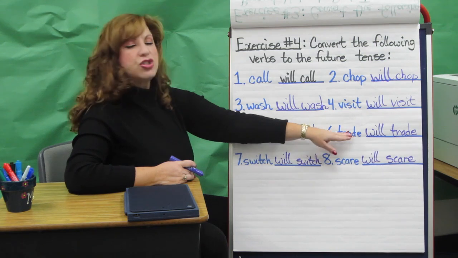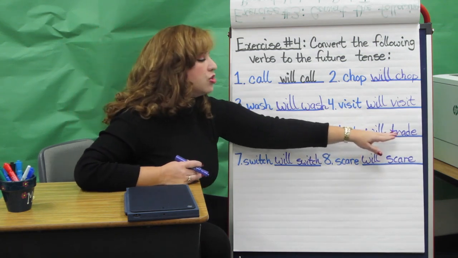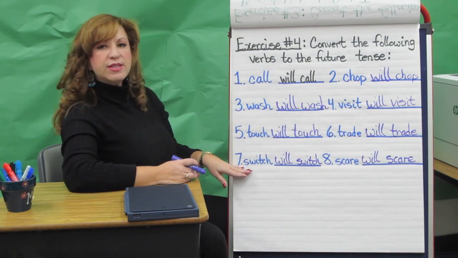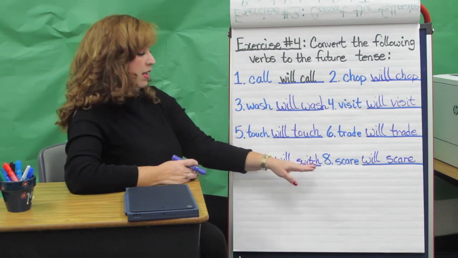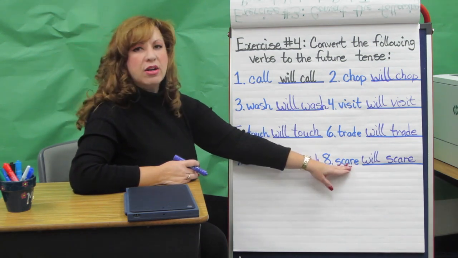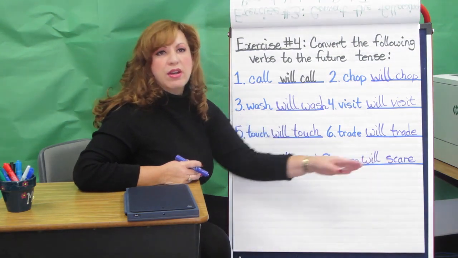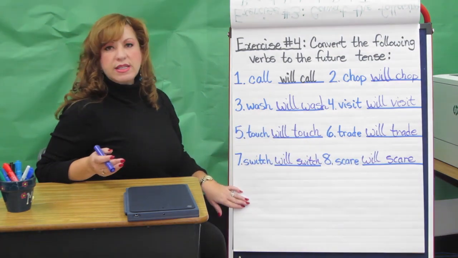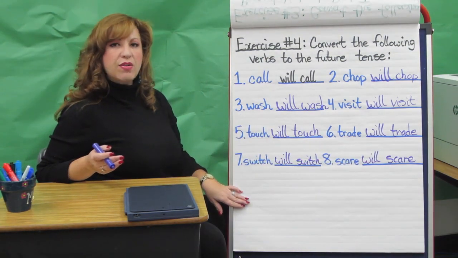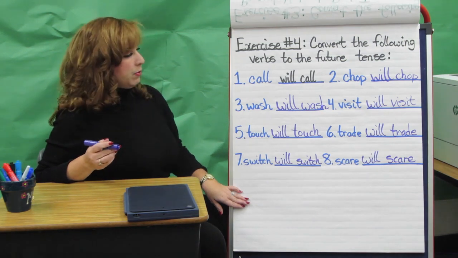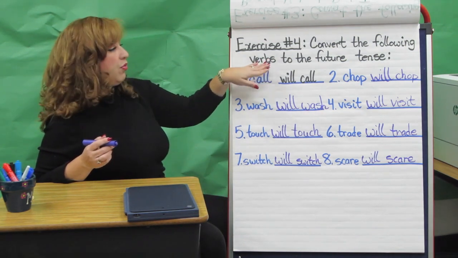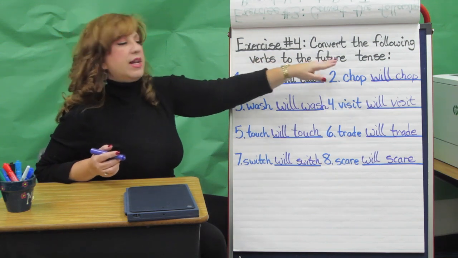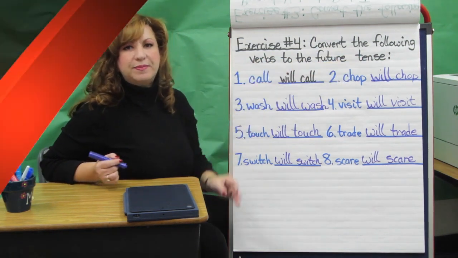Number 6 is trade. Will trade. Number 7 is switch. Will switch. Number 8 is scare. Will scare. Now you're going to continue practicing on your own. And remember, all we need to do is add the word will before the verb to turn it into a future tense. Good luck.